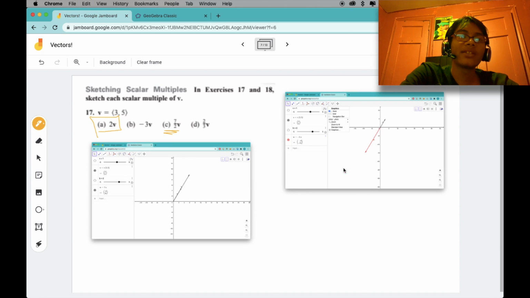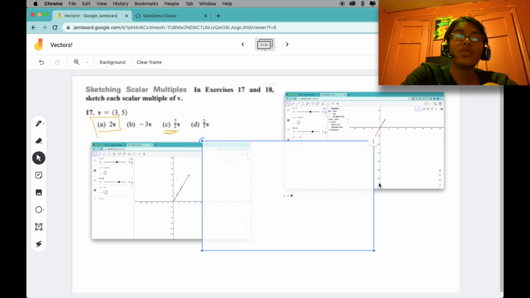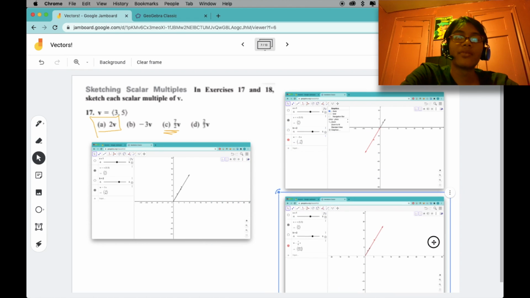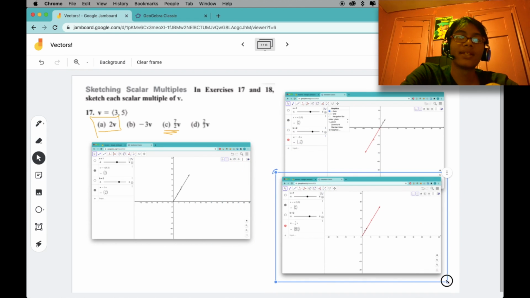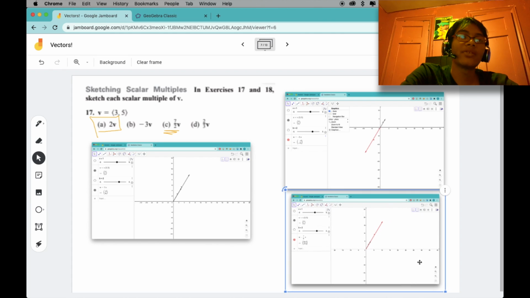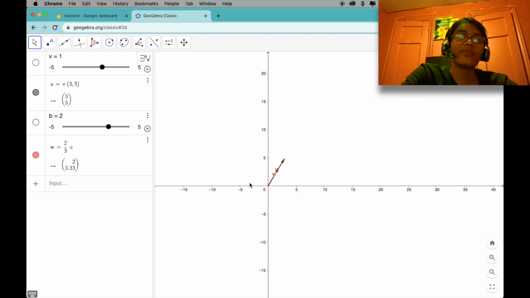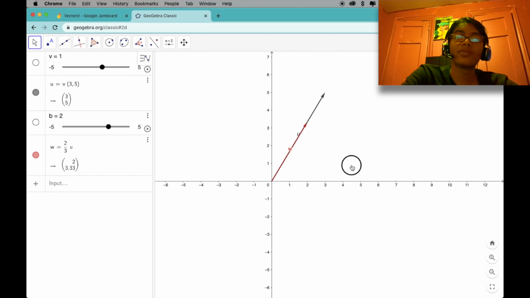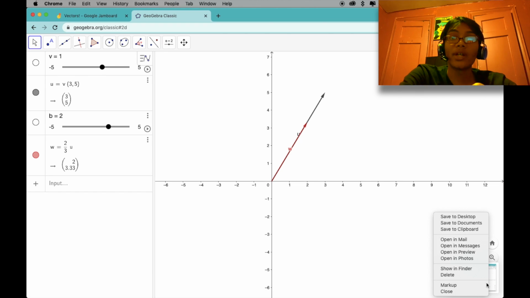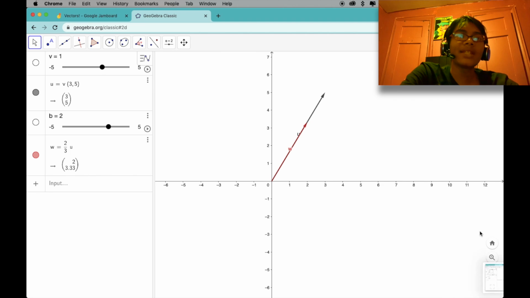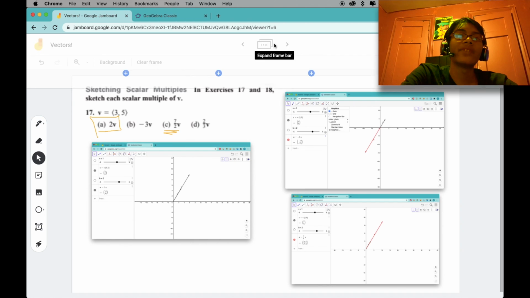And finally, what do I have? I have 2/3 of my original vector. That's gonna be d. What will 2/3 of my original vector look like? Let me put it right here. It's actually gonna be smaller than my vector for once, as you can quite plainly see right here. So that's what happens when you multiply a vector by a number.